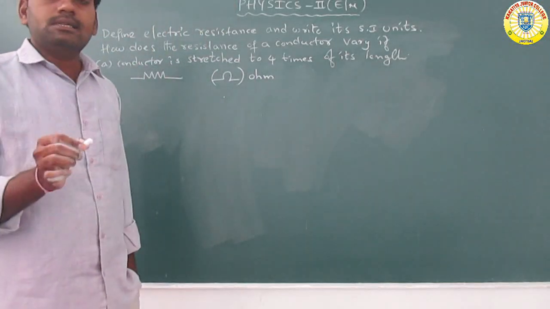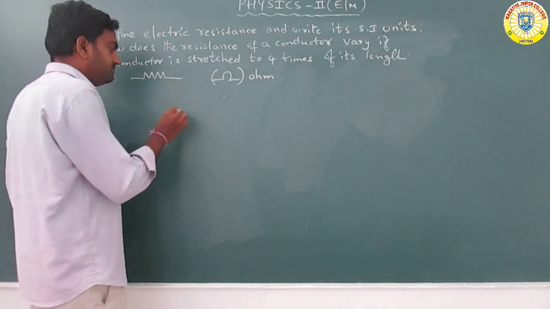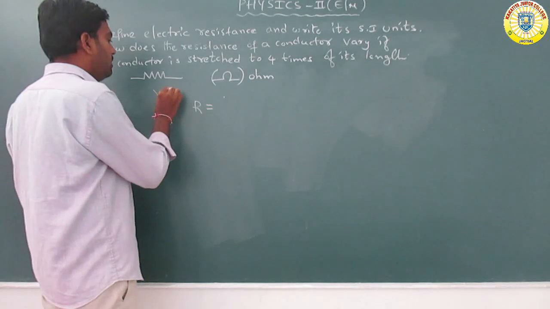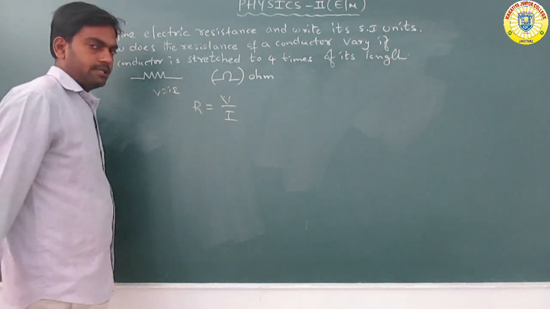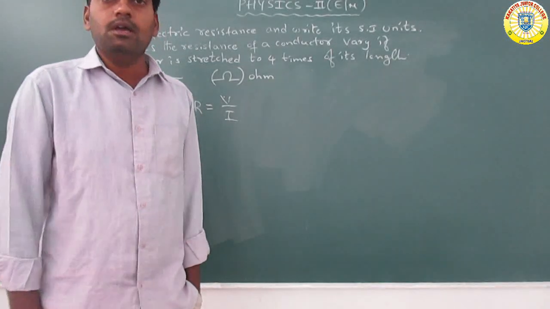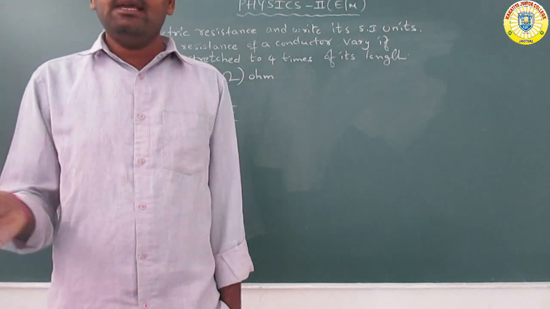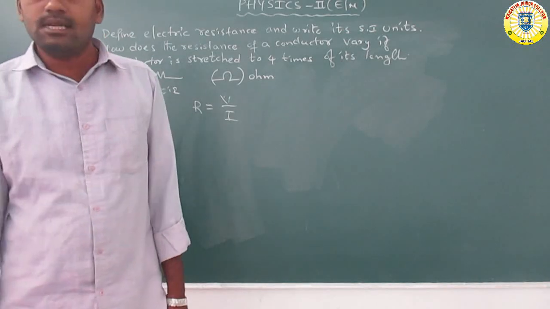Now resistance is defined in another way also. That is, the resistance is equal to V by I, since V is equal to IR. R is equal to V by I, right? Okay, got it. So V means the potential difference between any two points in a conductor, and the current flowing through the conductor, the ratio is called resistance.